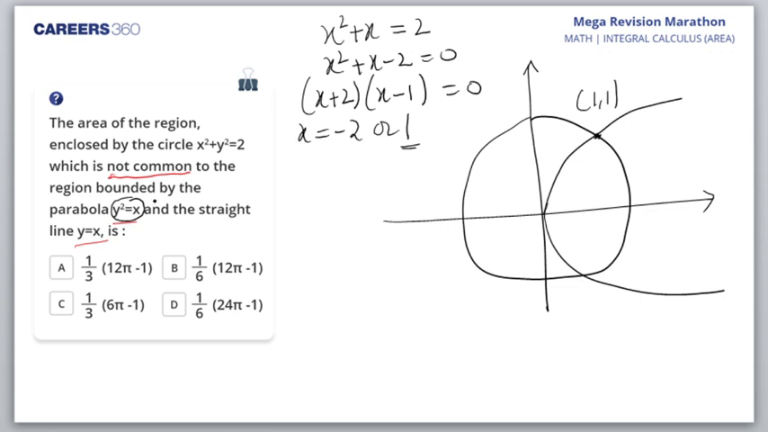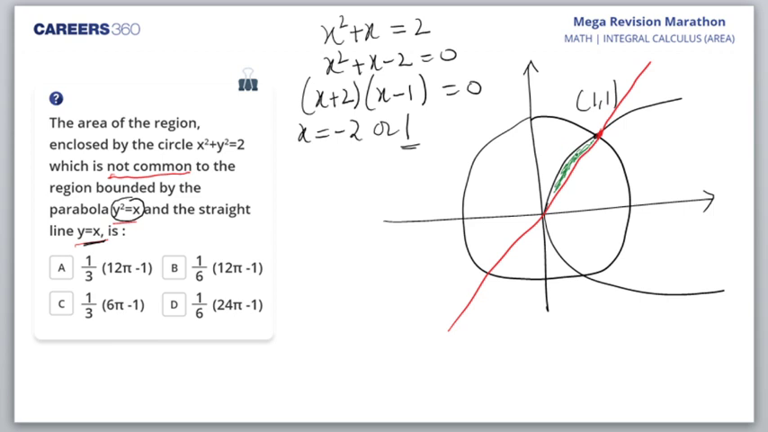And this point also passes through y is equal to x. So that means the line y is equal to x passes through the point of intersection of the parabola and the circle itself. So these three curves are concurrent at this point. Now, which area am I interested in? Can anybody tell me? I want the rest of the area, I mean, whatever is bounded by the parabola and the line, apart from this area I am interested in.